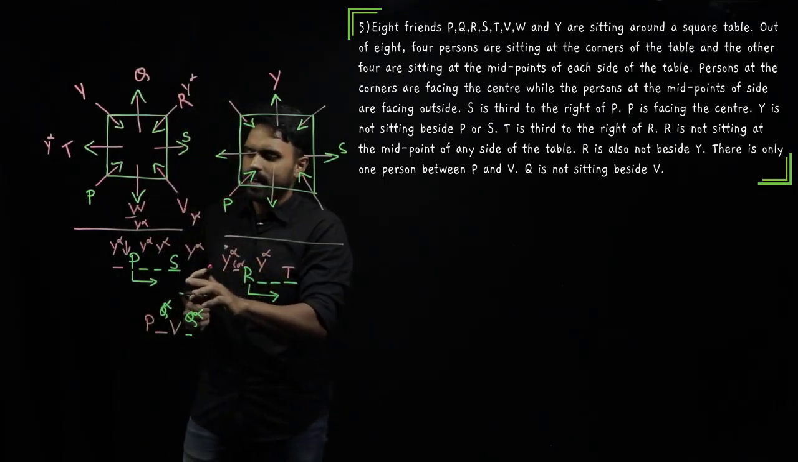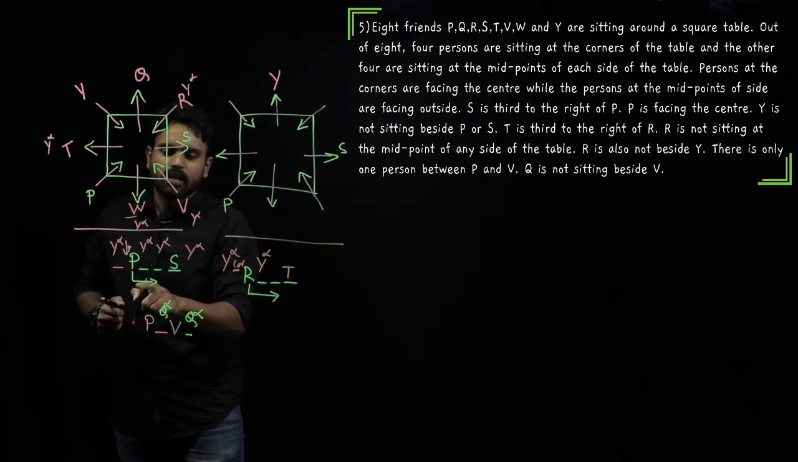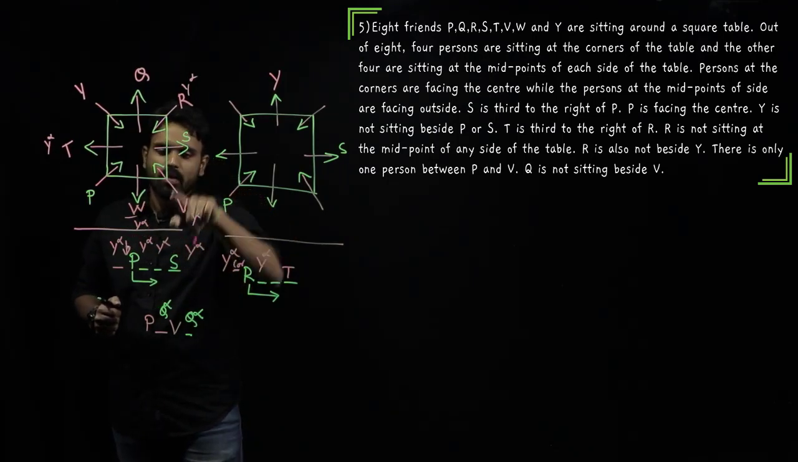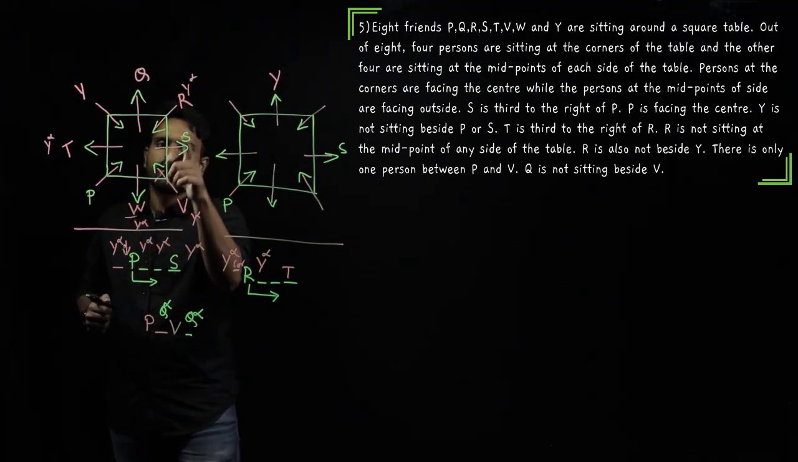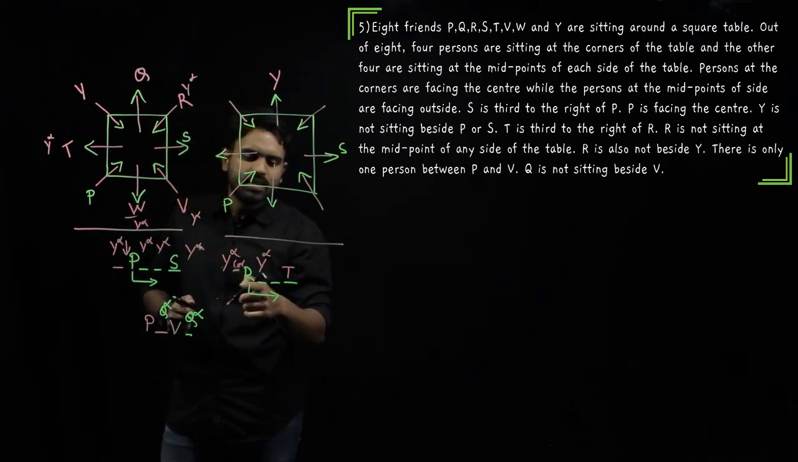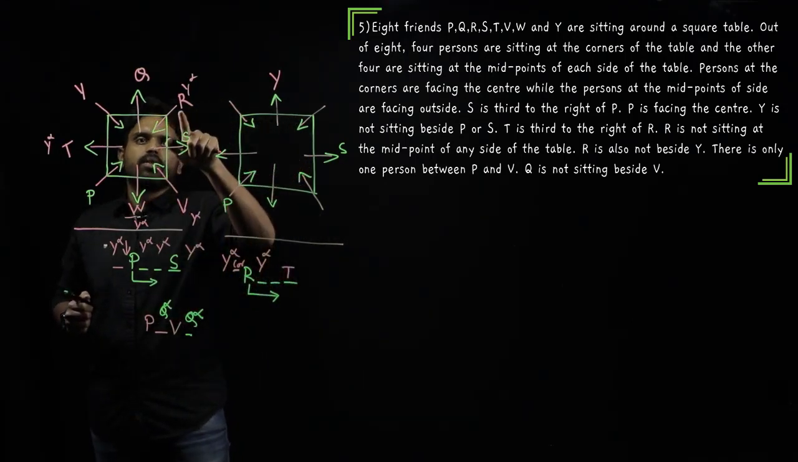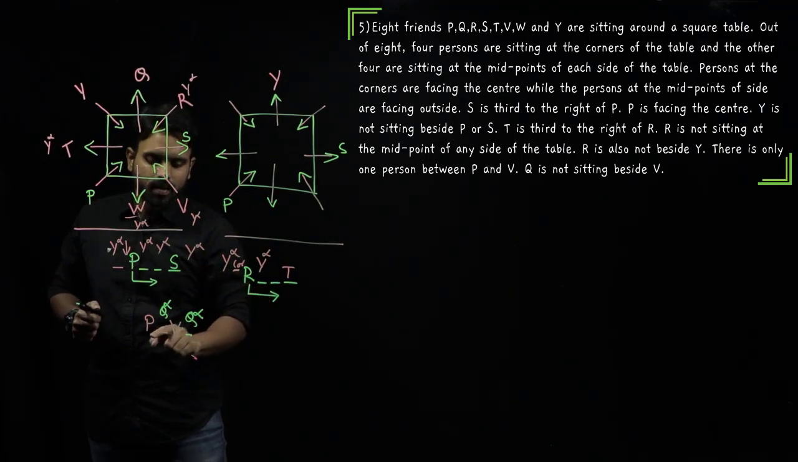This is completely done. Let's check with the conditions again. Conditions देख लेते हैं. S sits third to the right of P. First, second, third, third to the right of P is S again. Y is not an immediate neighbor of P or S. Done. T sits third to the right of R, I'm sorry. First, second, third. Ye bhi ho gaya.